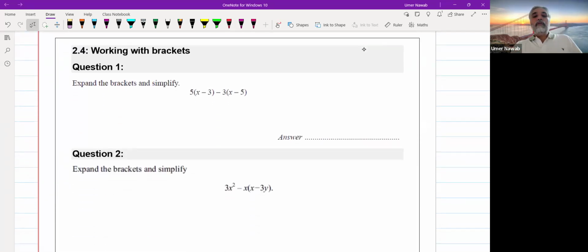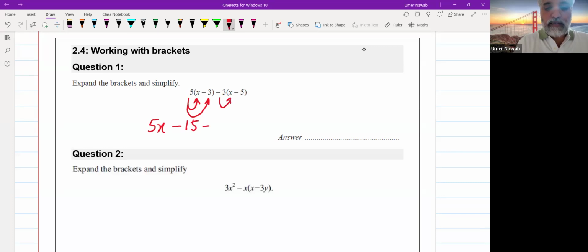Now we came to the brackets. So student needs to know how to expand the brackets. So 5 multiplied with x will give you 5x, and 5 multiplied with negative 3 is negative 15. Now outside there is a negative sign, be careful. So negative 3 times x is negative 3x. This minus sign will change to the positive because outside we have a negative. So I'm going to change this negative to positive, and 3 times 5 is 15. And now I will simplify my result. So plus 15 minus 15 cancel.